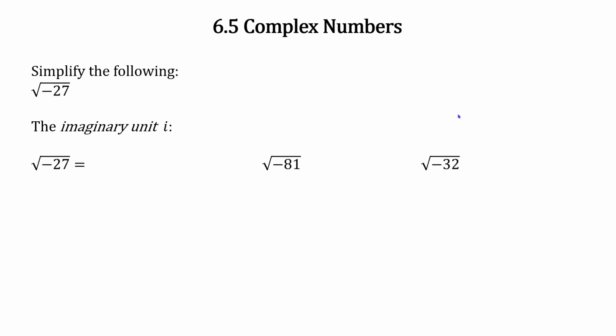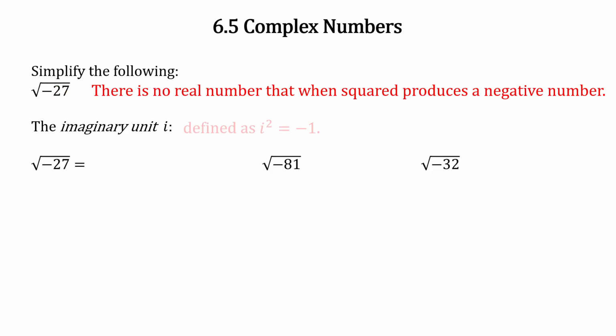Okay, so we're going to talk about complex numbers now. This kind of stems from doing the quadratics here. So we're told to simplify the square root of negative 27. Well, the problem is there is no real number that when squared produces a negative number. There's no number I can multiply by itself and come out with a negative.